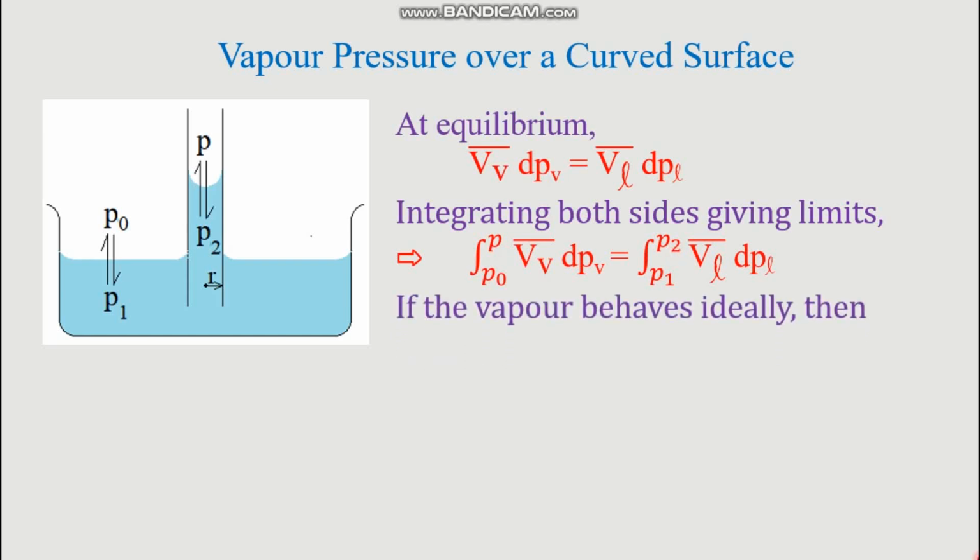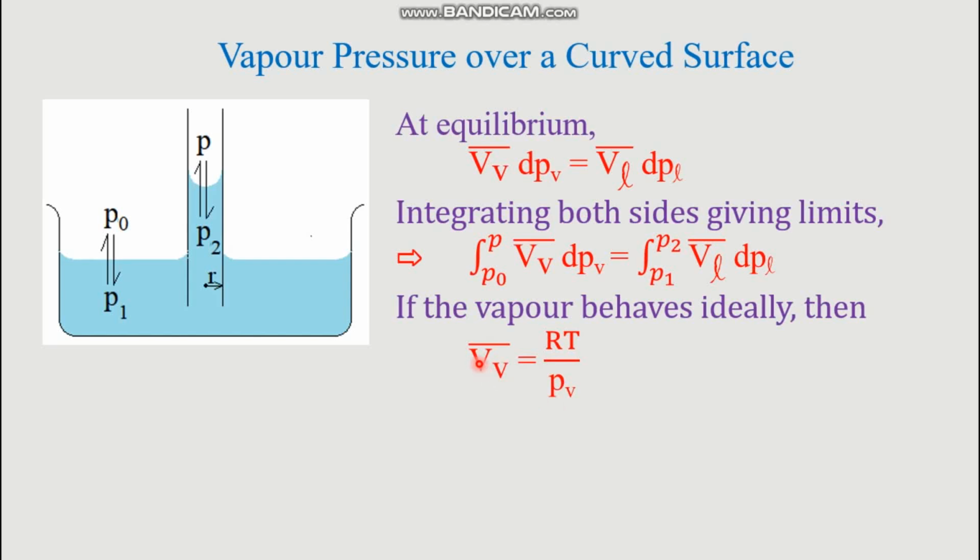Now we have to make one more assumption, that the vapor behaves ideally. So we can apply the ideal gas equation. We know PV equals nRT. So PV must be equal to RT for 1 mole of gas, and if it is 1 mole of gas, then it becomes molar volume. So P into V bar equals RT. Therefore V bar equals RT by P.